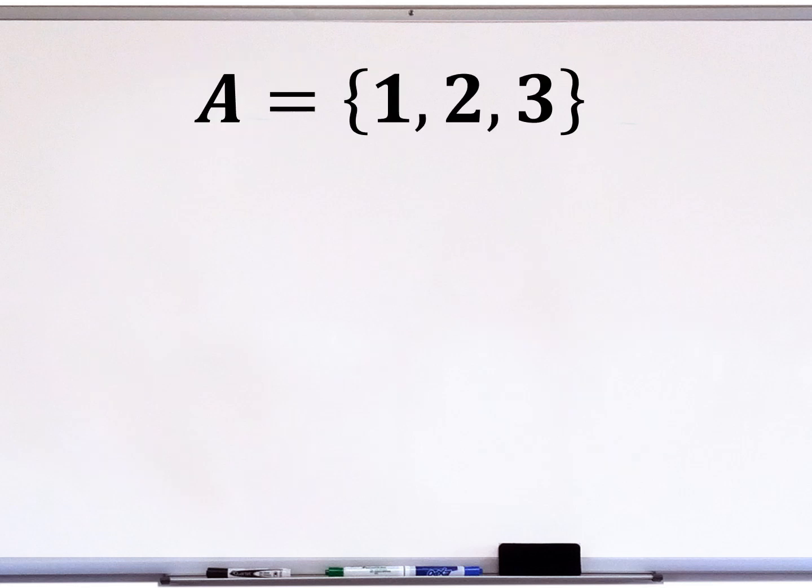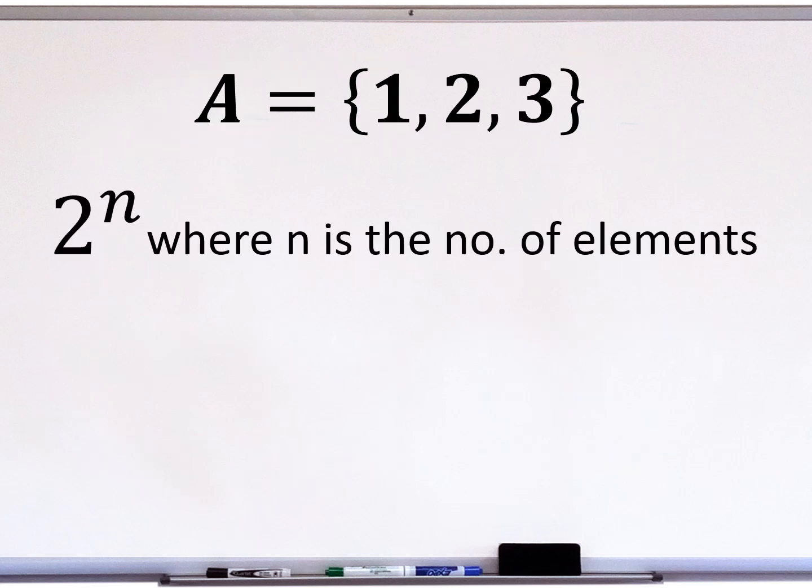So please take note that we can use a specific formula to determine the number of subsets of a given set, and that is the formula 2 raised to n, where n is the number of elements. As you can see here, n is the exponent of the number 2, where 2 is the base. Here n signifies the cardinality, or the number of elements in the given set.